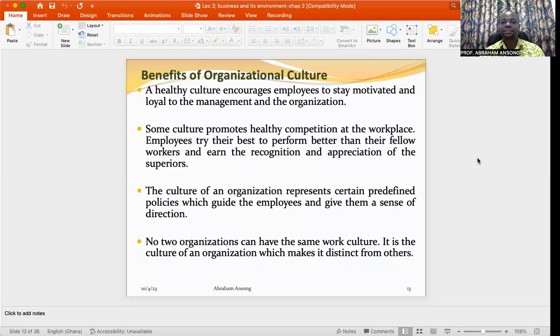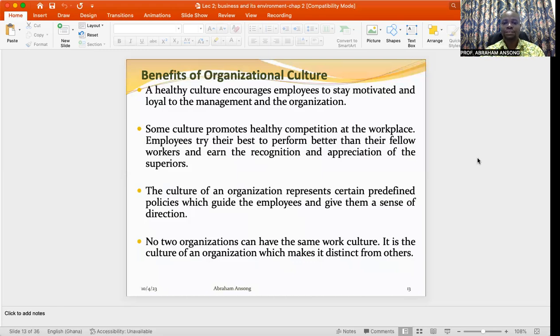The culture of an organization represents certain predefined policies which guide employees and give them a sense of direction. If you establish a very good culture within an organization, you may not need rigid rules because, as we explained much earlier, it becomes a way of life. If you rely too much on rules and policies, employees will always find a way to beat the rules and the policies of the organization. But if you develop a culture and it becomes the acceptable way of behavior, then it's easy to get them to do what you want, without thinking about policies, without thinking about rules and so on, because it becomes the norm, the normal way of behaving in the organization.